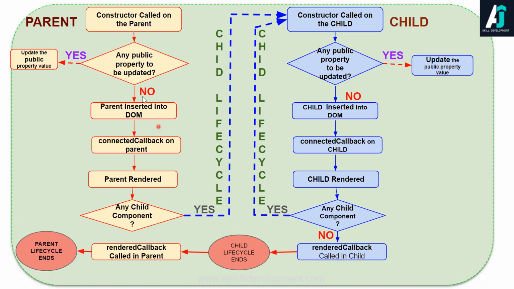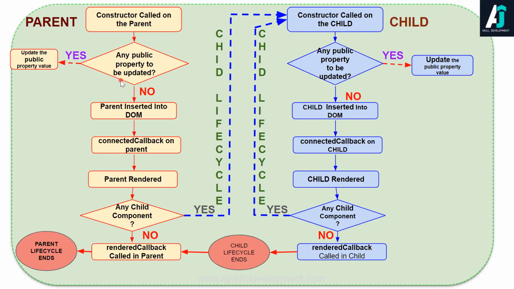So, for example, we considered previously that the parent has a child, so the child's life cycle started here, right? Now imagine that there is no child for this parent. After the parent is rendered, it comes here and checks whether any child component is being embedded. If not, immediately the parent's rendered callback will get executed and the parent's life cycle comes to an end. So this is how the life cycle of the components goes on.